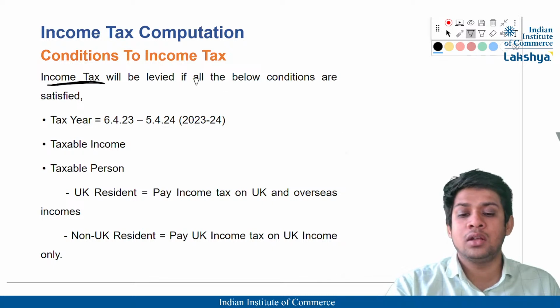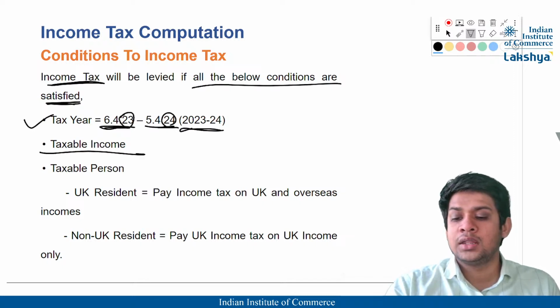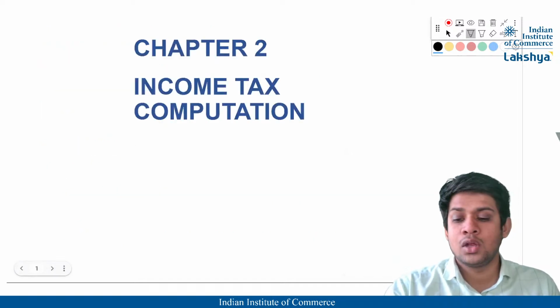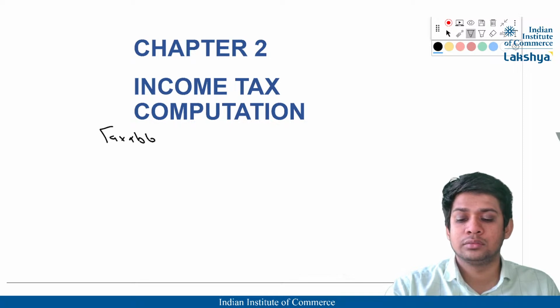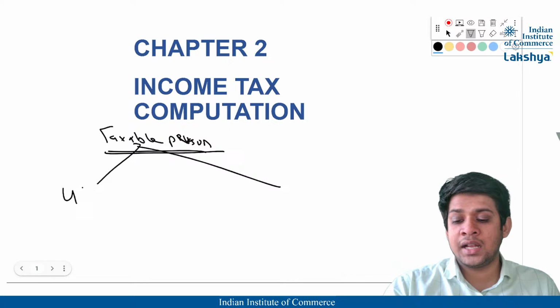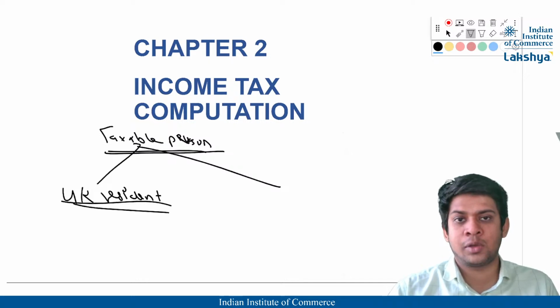So income tax is levied when the below conditions are satisfied. Firstly, the tax year is 6th April 2023 to 5th April 2024. That is the tax year 2023-24. The taxable income depends on the taxable person. So what is a taxable person? If that person is residing in UK and is considered as a UK resident. There are certain tests from which we can determine whether the person is a UK resident or not, that we will cover in this chapter itself.